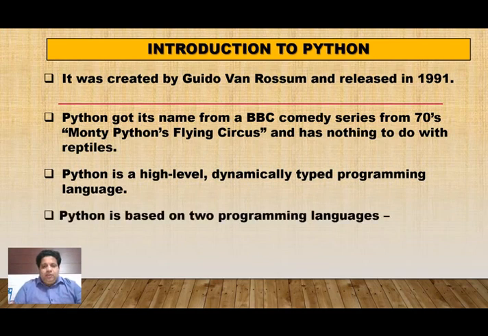Python is based on two programming languages. So in year 1990, there were two programming languages. Number one was ABC and number two was Modular 3. So Python is based on these two programming languages, means the syntax of Python, the rules of the Python language has been taken from these programming languages ABC and Modular 3. Okay, is that clear?